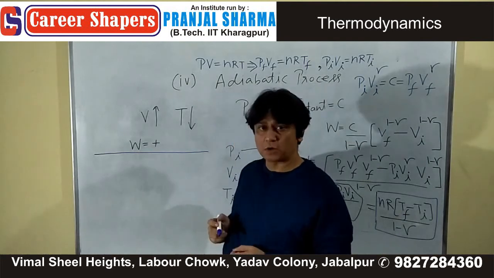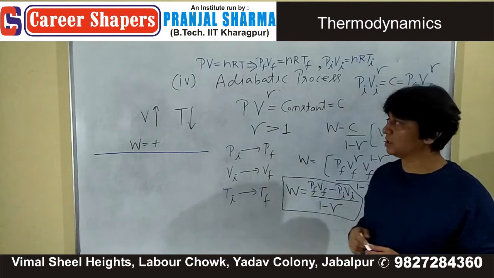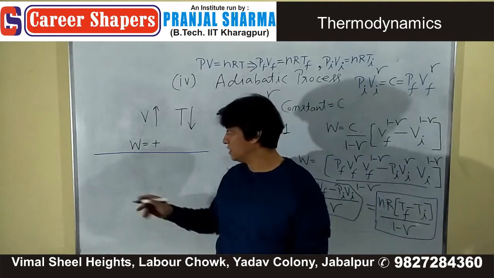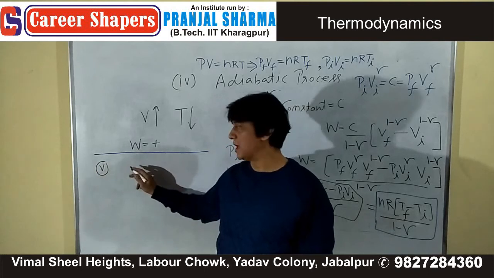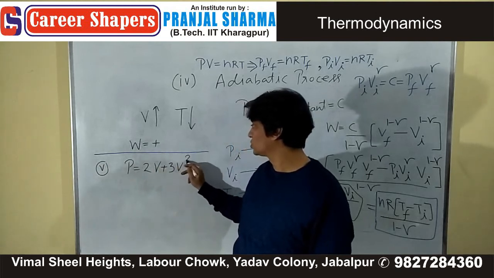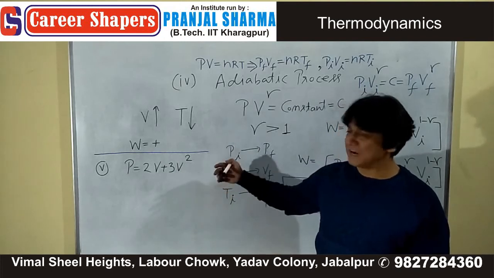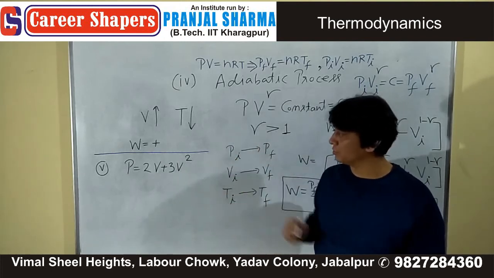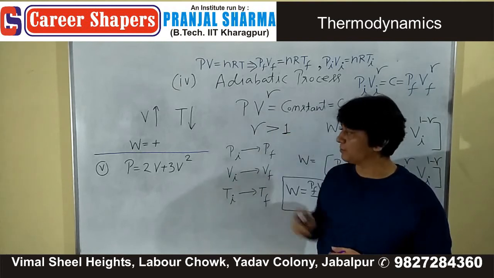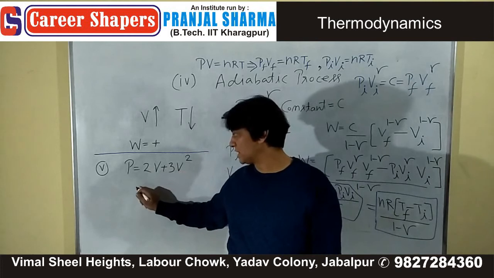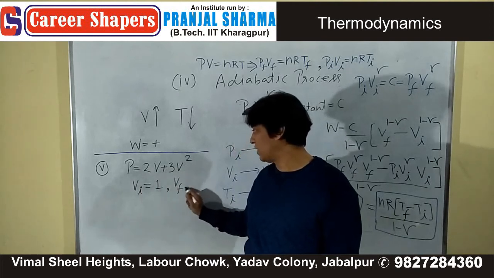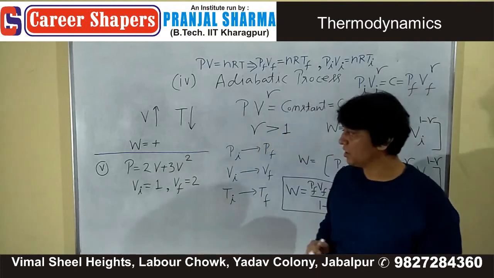it's not restricted to isobaric, isothermal, isochoric, adiabatic, and all. Let's say somebody gave you a fifth example like this. They gave you that pressure is 2V plus 3V square, something like this. They made a random, artificial equation for you. They haven't told us whether it's an isothermal, isobaric, isochoric, or adiabatic process. They just gave us that P is this, and then they told us that V initial is 1 and V final is 2. They gave us this information. The question is to find out the work done.